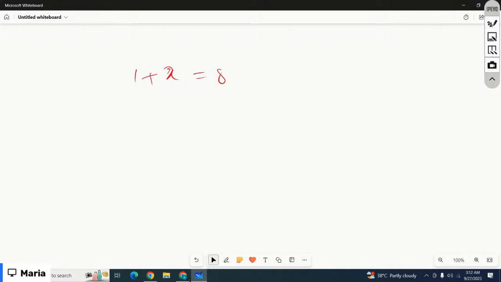So let's just subtract 1. It would be 1 plus x minus 1 equals 8 minus 1. So 1 minus 1 cancel out. You are left with x equals 7. That means x equals 7 is the solution of the given equation, right?